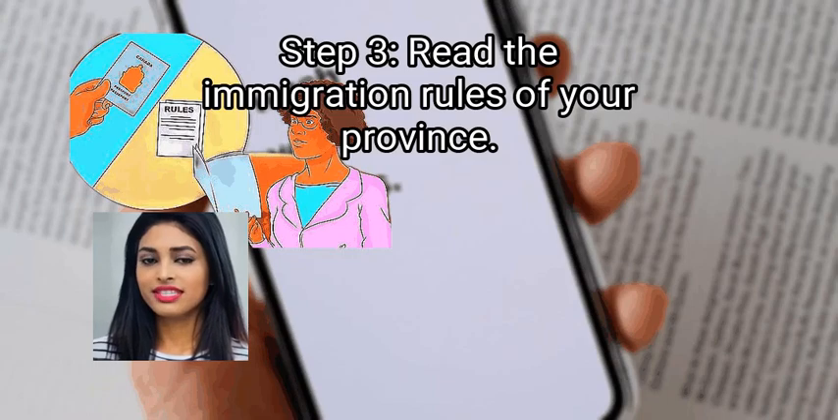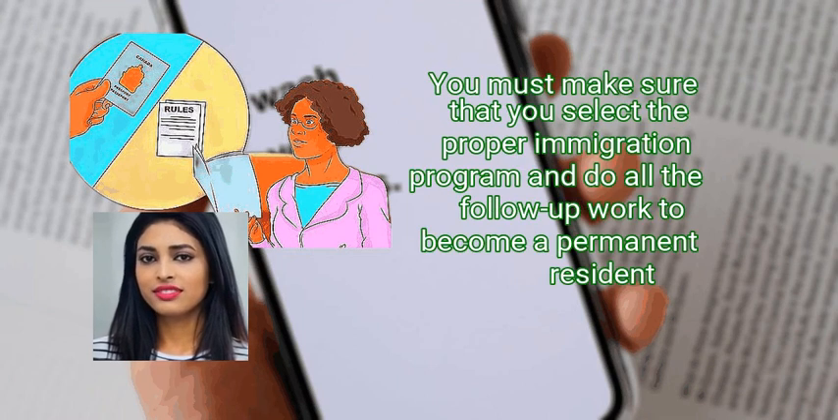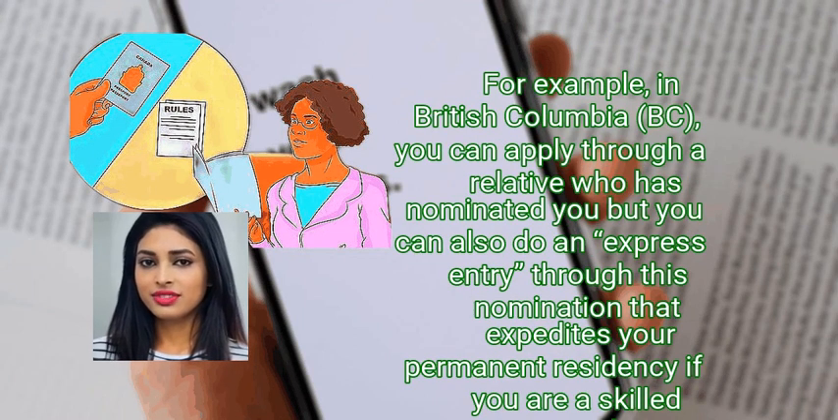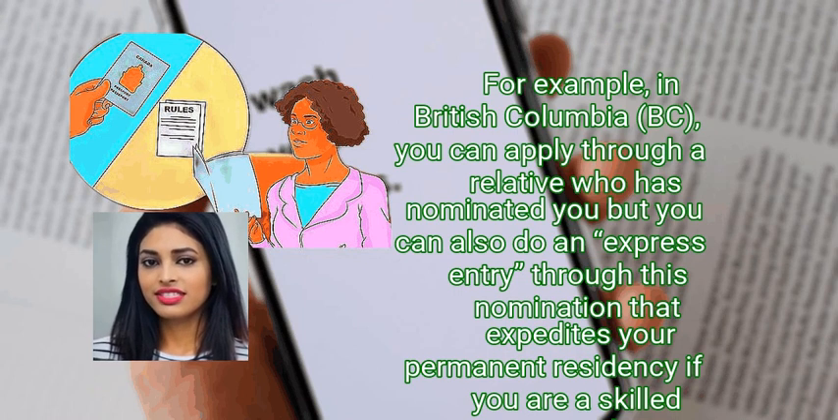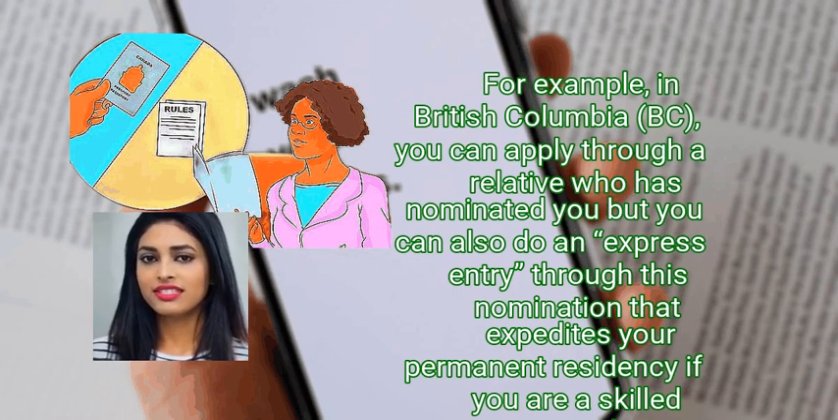Step 3. Read the immigration rules of your province. After selecting your province, look on their website to determine their particular immigration rules. You must make sure that you select the proper immigration program and do all the follow-up work to become a permanent resident. For example, in British Columbia, BC, you can apply through a relative who has nominated you, but you can also do an express entry through this nomination that expedites your permanent residency if you are a skilled worker.